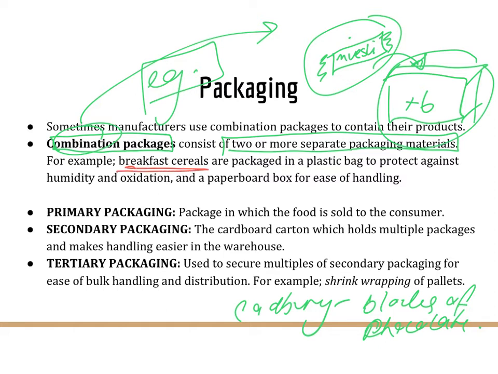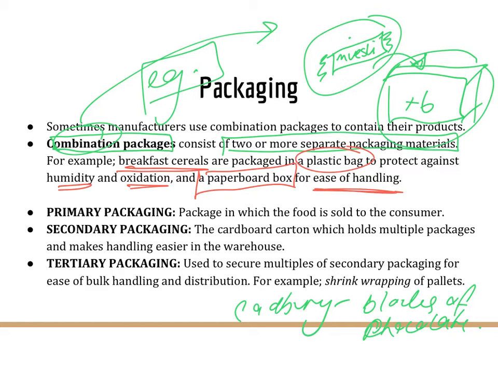So breakfast cereals are packaged firstly in a plastic bag. So if you think about your Cocoa Pops or your Weet-Bix, they first have the plastic bag to protect against humidity and oxidation. Now, after that, it does have a paperboard box, and this is mainly for ease of handling. Okay, so it does enable the cereal to be handled easily, stored easily, and also transported easily.